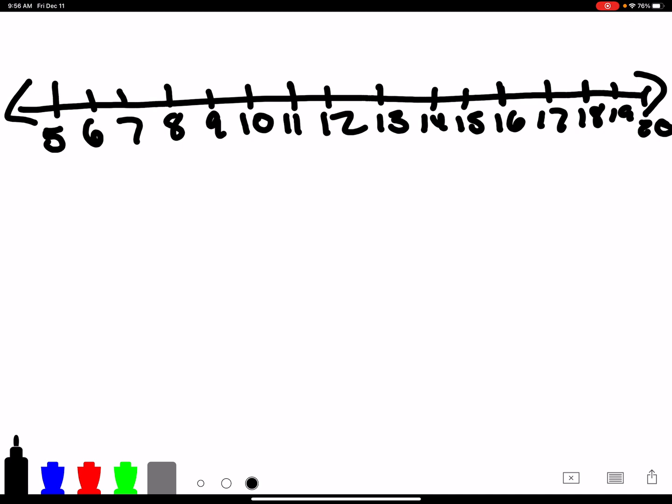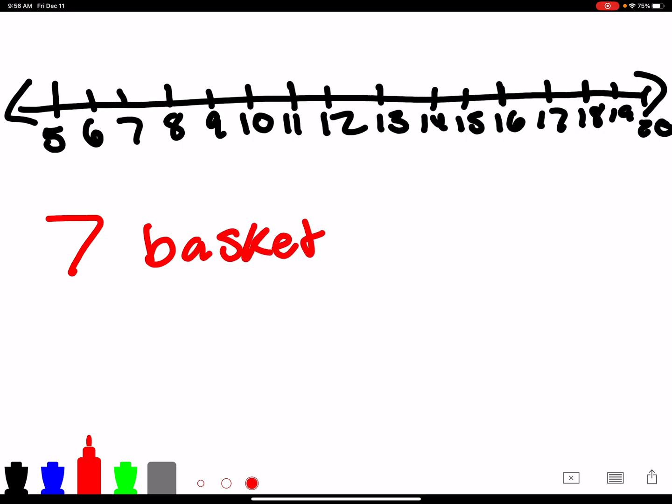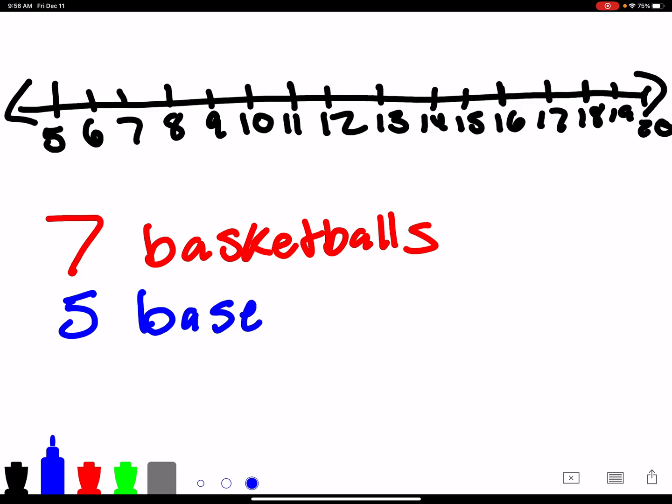So we are going to pretend that you have 7 basketballs, and then there's also 5 baseballs, and 6 footballs. I'll use a different color.